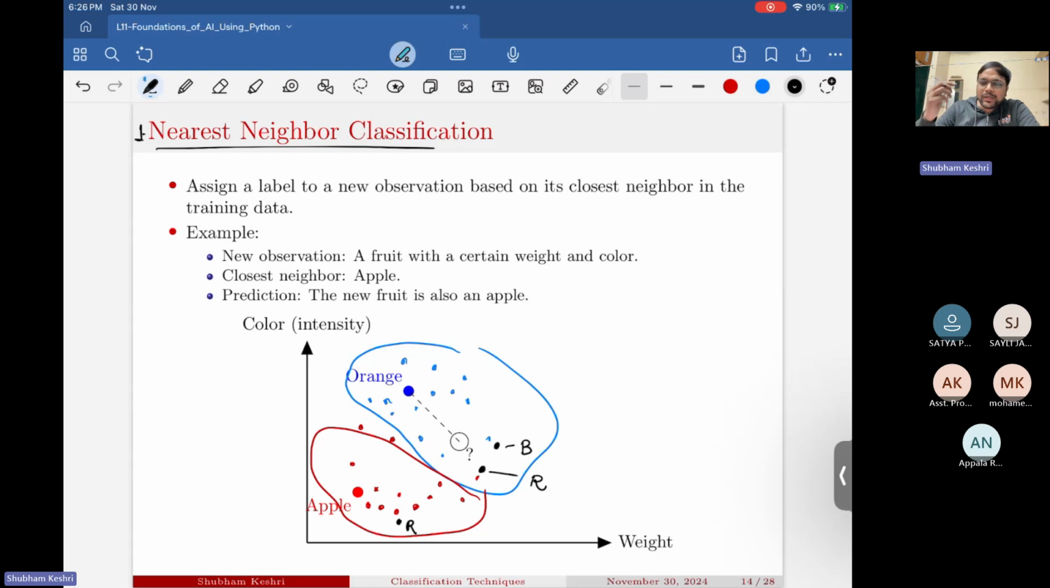Because you can have outliers, right? When you are collecting data, you can have some errors in the data. So this red may be an outlier, this red I'm talking about, and that is giving you errors in your predictions, right? So this is one issue with nearest neighbor classification. Any doubt?